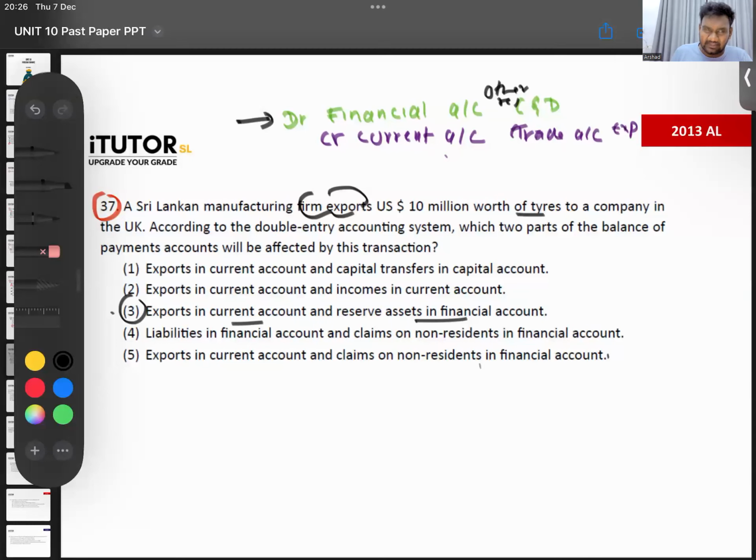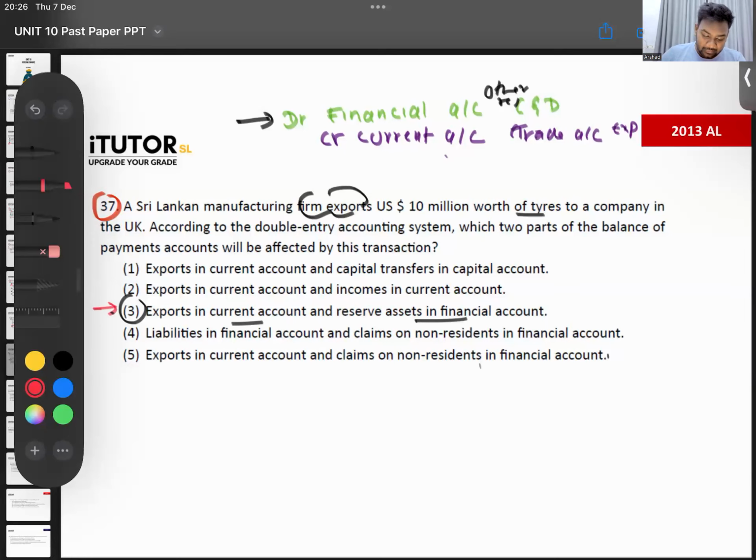I don't think so. The answer scheme says 5. The marking scheme says 2013 question 37. Can someone check? It can't be 5, right? Claims on non-residents, foreigners, that's something else. It should be 3, no? Check your past paper book, it would have made a mistake. Maybe certain past paper books say 5, but it has to be number 3.